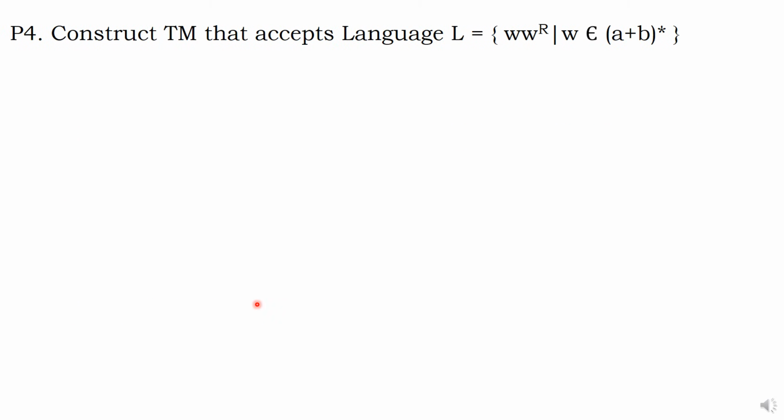Let us discuss how to construct a Turing machine to accept the language W power R, where R stands for reverse. If you have a word string W, its reversal is W power R, and we have taken the alphabets A and B. Consider the word ABB, its reverse is BBA. Recall ABB is W, and its reverse is BBA. Don't get confused between this W and this W. It is a W and its reverse, and overall it is one string.